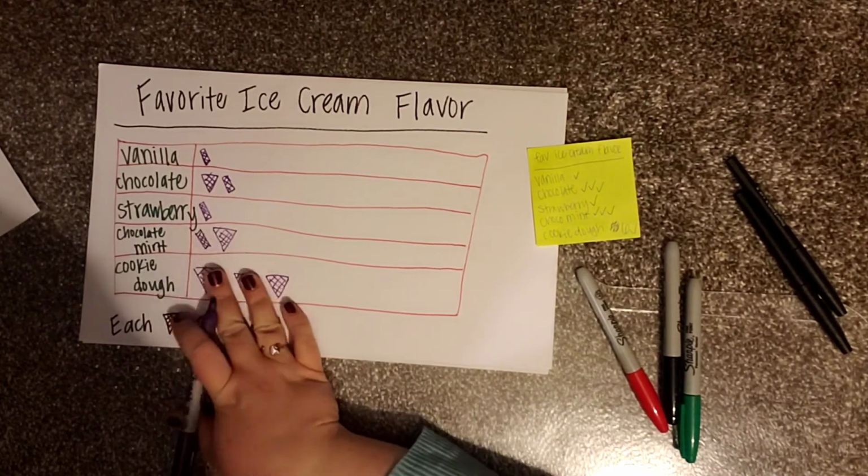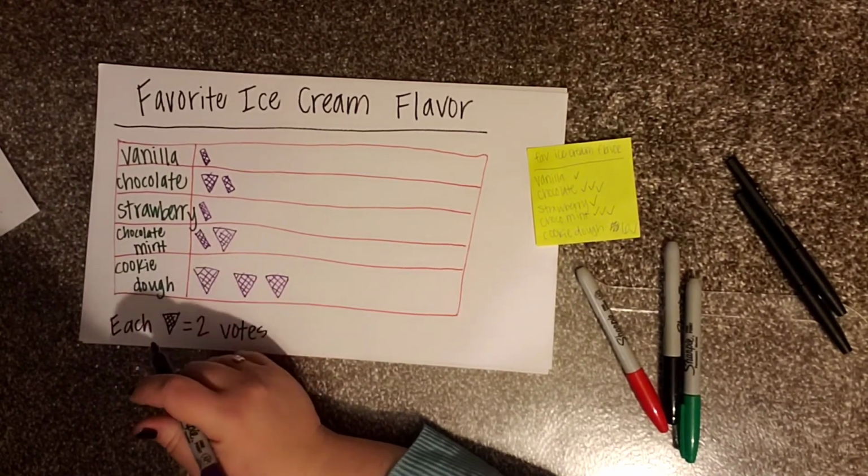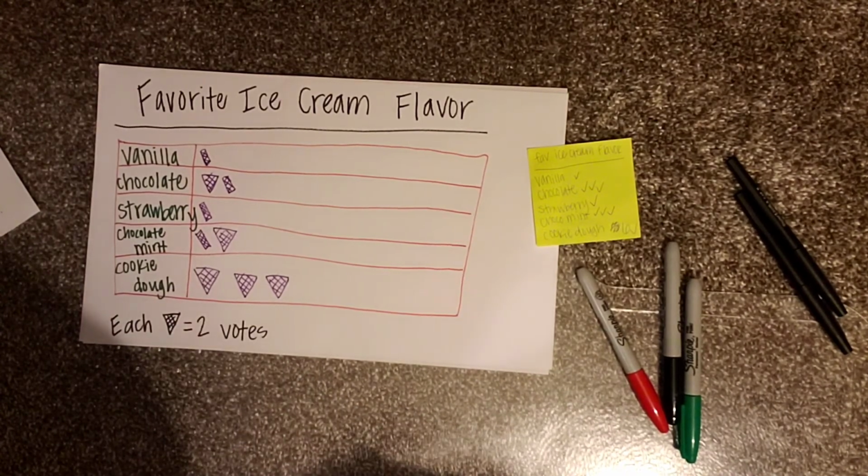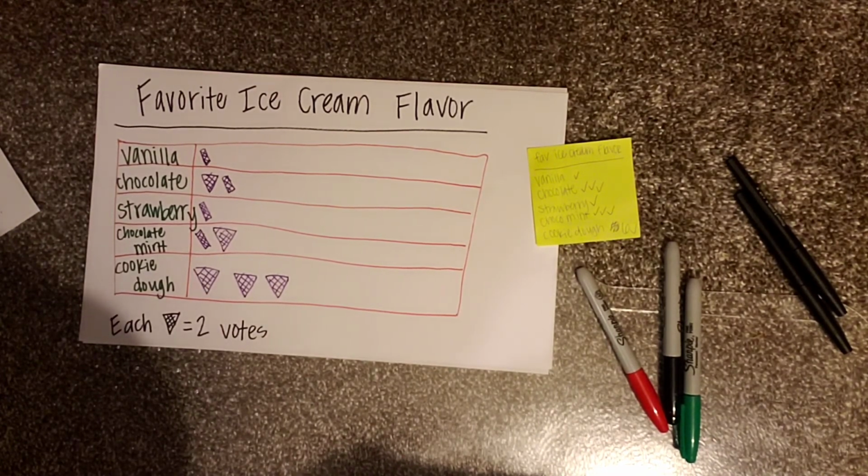When you're done, take a picture of it with your Chromebook camera or some other camera that you might have, and you can send it to me on your Google Doc. You can email it to me, however you want to get it to me. Your choice, but I'm excited to see what you come up with.